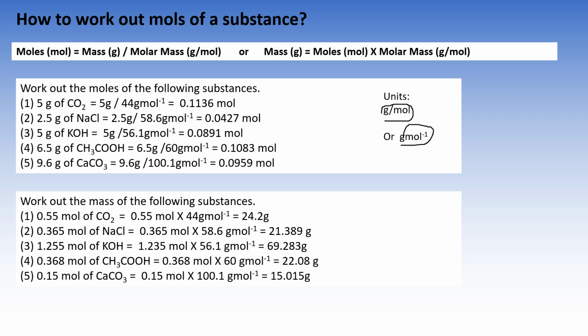working out the mass, so where you times them. The answer for that is 24.2. For number 2, you get an answer of 21.389. For number 3, you get an answer of 69.283. For number 4, you get an answer of 22.08. And for number 5, you get an answer of 15.015.